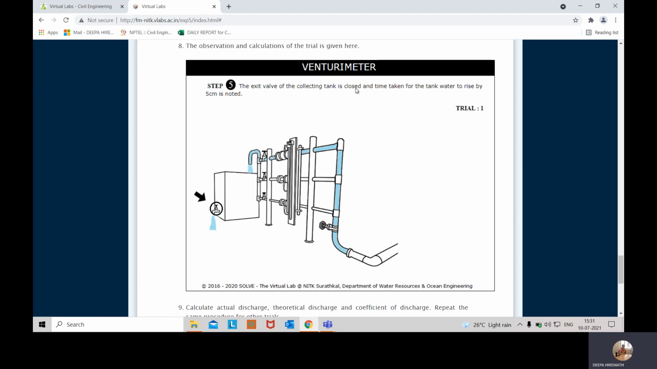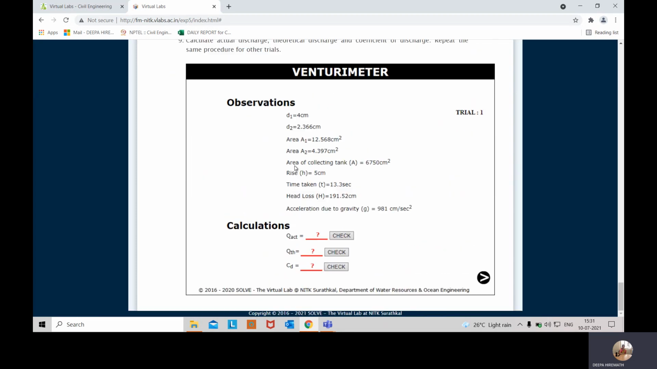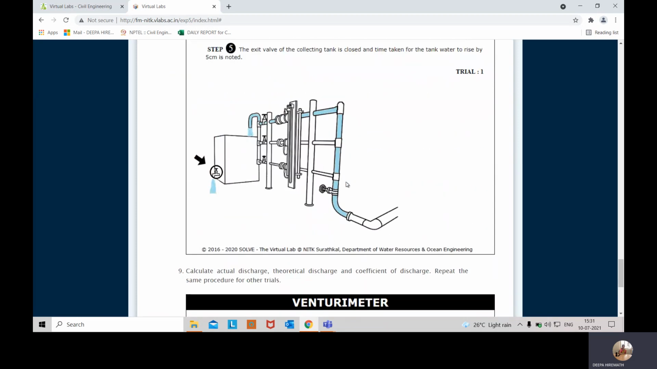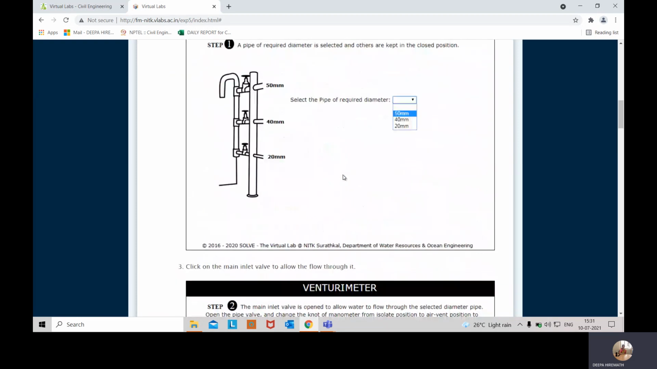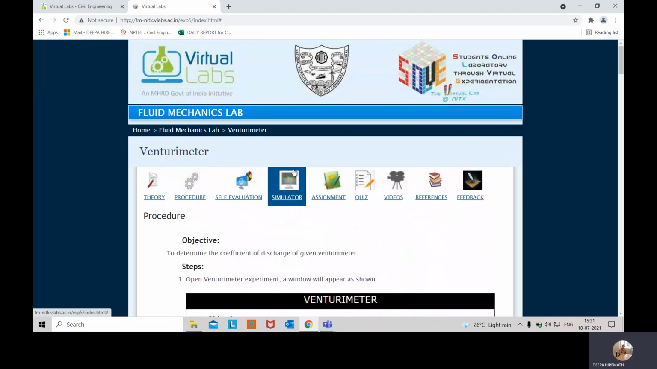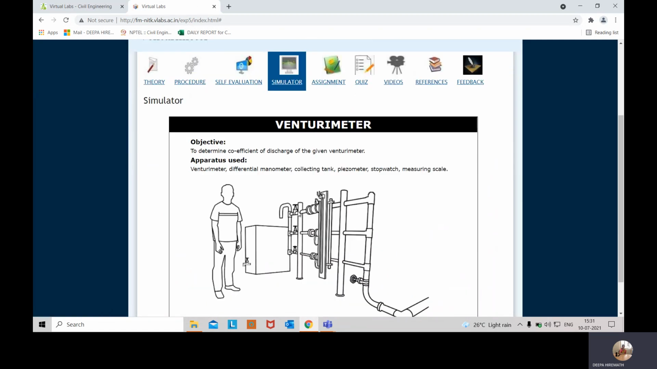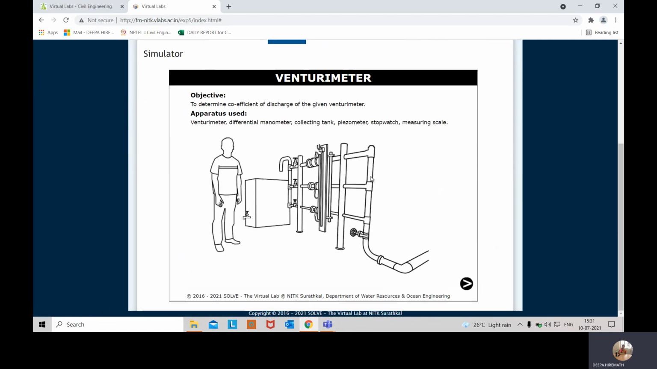The exit valve of the collecting tank is then closed, and the time taken for the tank water to rise by 5 cm is noted. After that, we are going to calculate Q theoretical and Q actual values, and then the coefficient of discharge values. So now we'll see the procedure and how to perform the experiment.